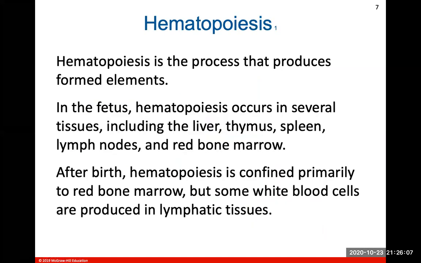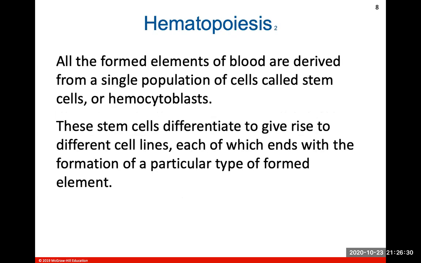Hematopoiesis is the process that produces the formed elements. And in a developing fetus, hematopoiesis occurs in several tissues throughout the body: the liver, the thymus, the spleen, the lymph nodes, and the red bone marrow. And after birth, hematopoiesis is confined primarily to the red bone marrow in your bones, but some white blood cells are produced in certain lymphatic tissues.